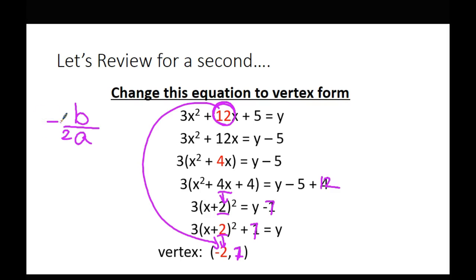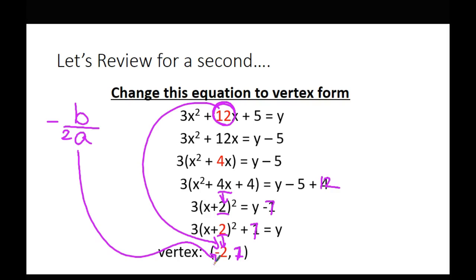You guys recognize that little piece there, right? You've seen that before? Negative b over 2a? That's what it is. That's where that little formula comes from. It comes from completing the square. And this number is the x-coordinate of your vertex. Okay? And it comes about from completing the square.